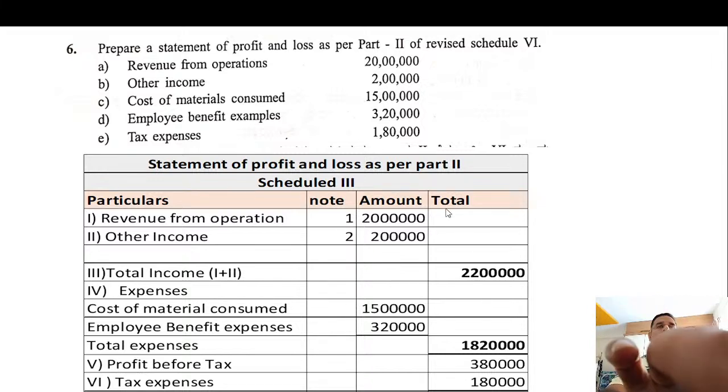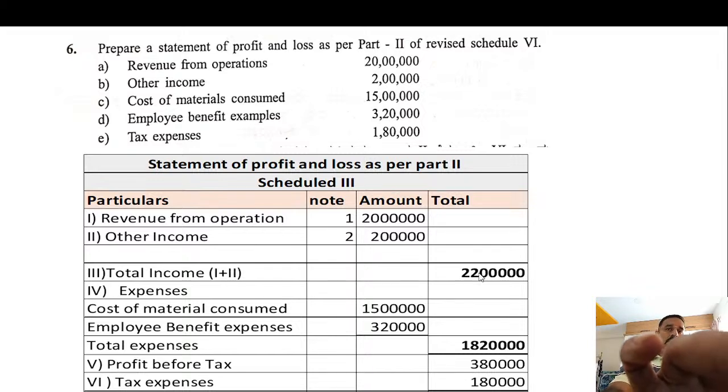Particulars, note, amount, total. So this format you should know. I request students to write the format. First you should practice the format, because in Schedule 3 the serials should be the same, 1, 2, 3, whatever format is given in the book, that format only you should follow. Revenue from operations is given in note 1, but here there is no note necessary, directly we can write it. Revenue from operations is 20 lakh, other income is 2 lakh. So total income is 22 lakh.